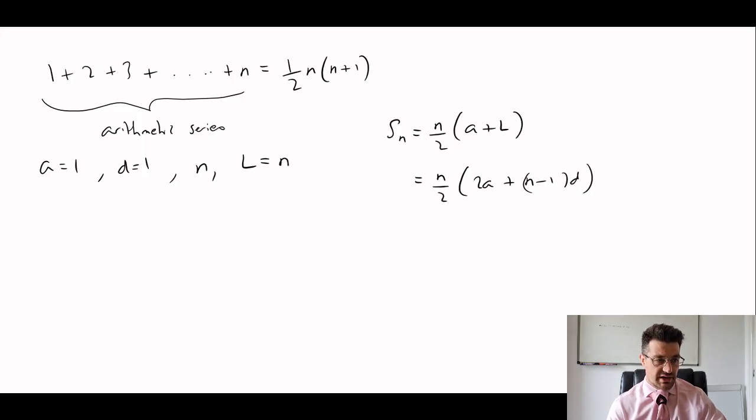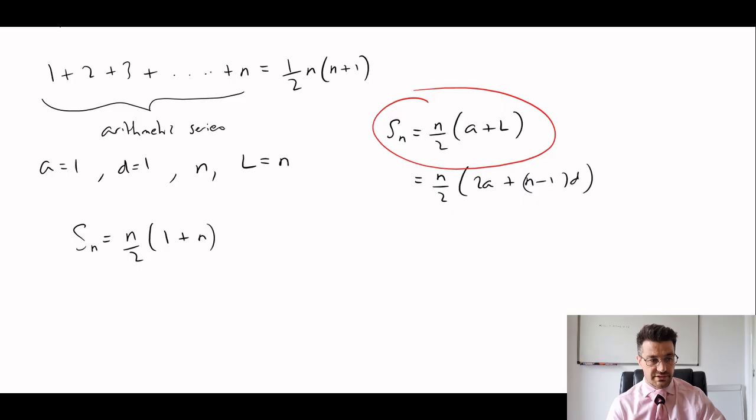So using either of these formulae, if I just use the first one, so I'm going to use this Sn equals n over 2 times (a plus l). Then I get Sn equals n over 2 times (a, which is 1, plus l, which is n). Oh, would you believe it? There we go. Half n times n plus 1. Easy as that, okay? Throwing marks away. However, that is the first part of this problem.